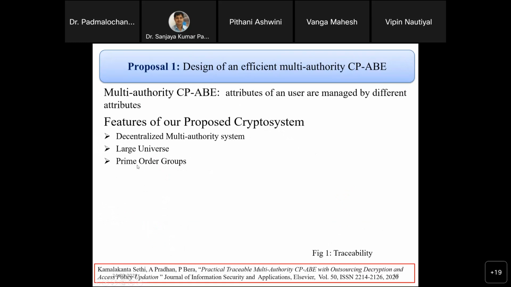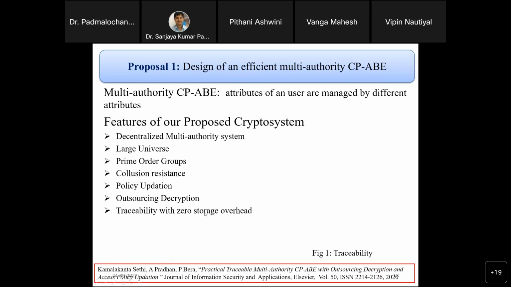The mathematics behind is prime order groups. We have used prime order groups, which is very computationally efficient as well as secure. Collision resistance, this already we have discussed. Policy updations we mentioned. Outsourcing decryptions, yes, that is also we mentioned, that limited resource devices can outsource.